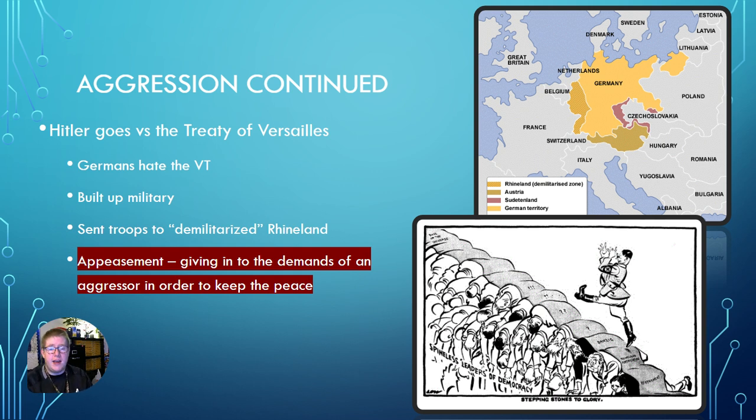An example of this would be like if you're ever at the grocery store and your younger sibling is having a full-blown temper tantrum, and your parents give them either the toy they wanted or a candy bar, and they just immediately stop right then and there because they've gotten what they wanted. That's appeasement.